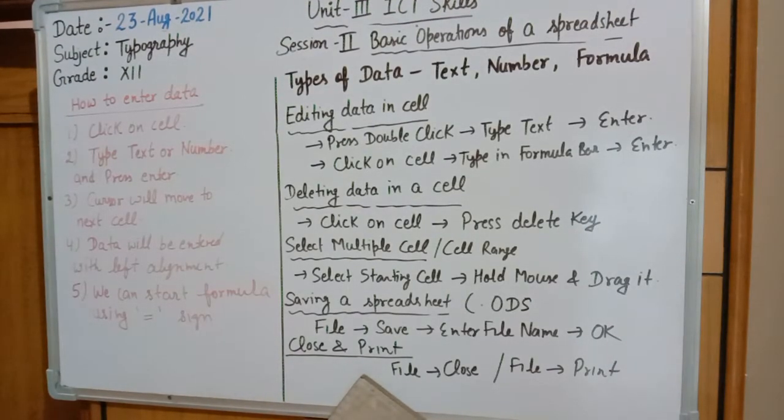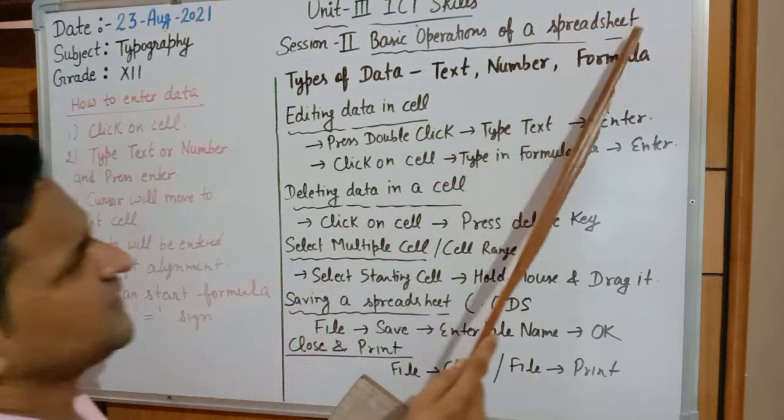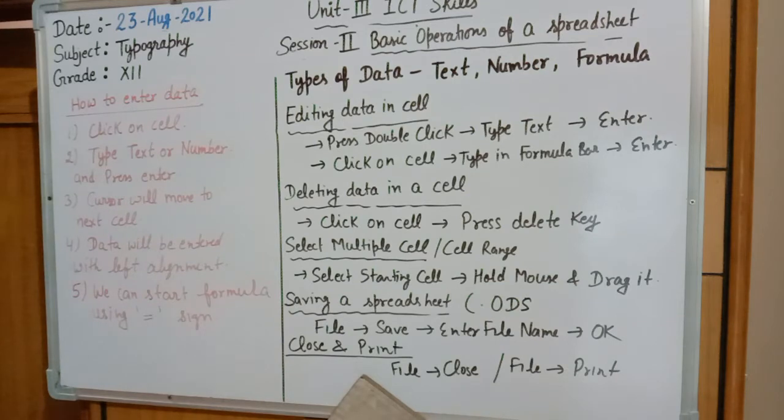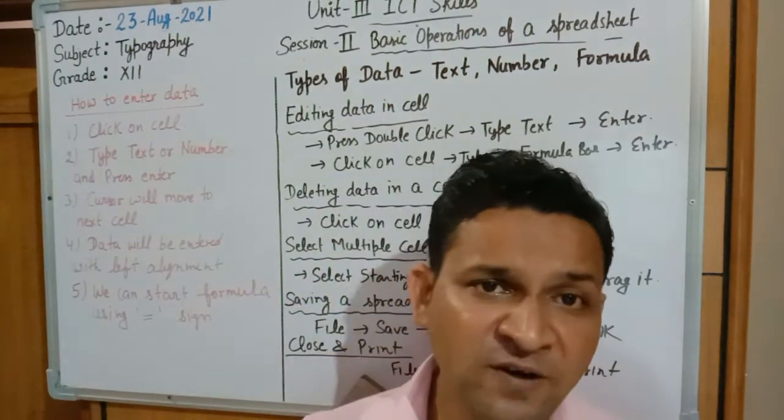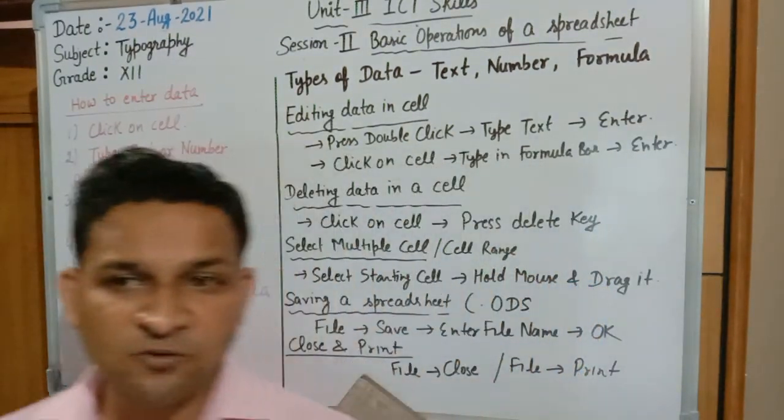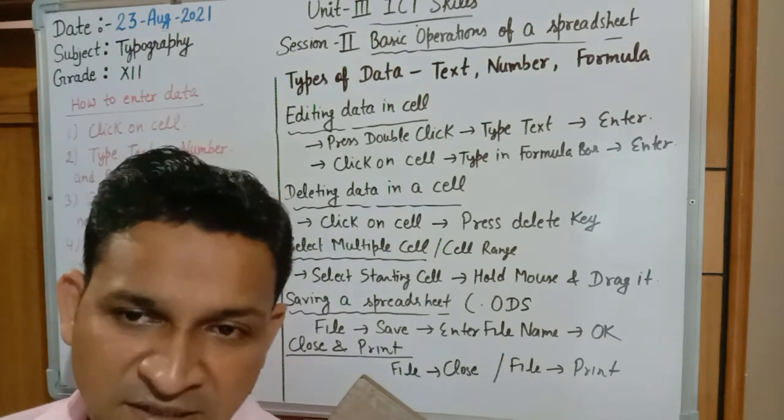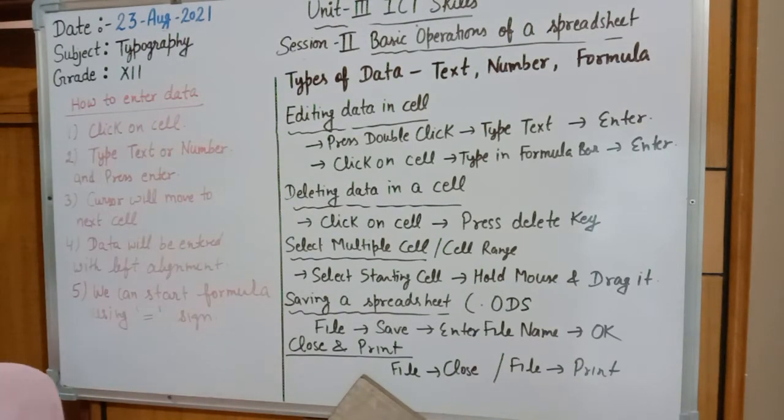Now in Session 2 we are continuing with basic operations of a spreadsheet. Which type of operations can be performed on a spreadsheet? Very first, how to enter data in a spreadsheet. If a user wants to enter data entries or a record, how can he type it? For that, just click on the cell where he wants to enter data, then type text or number and press enter. Automatically, when he presses enter, the cursor will move to the next cell.